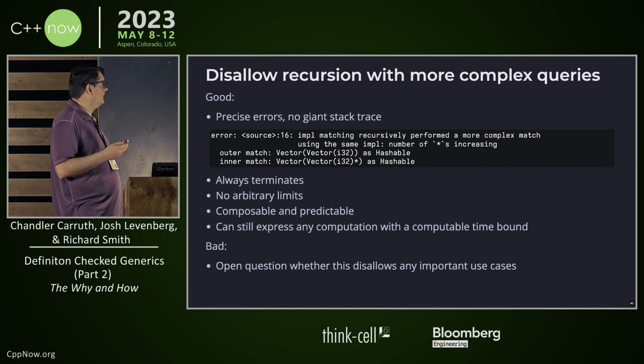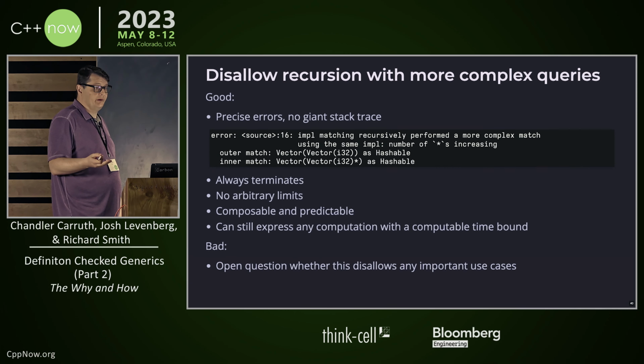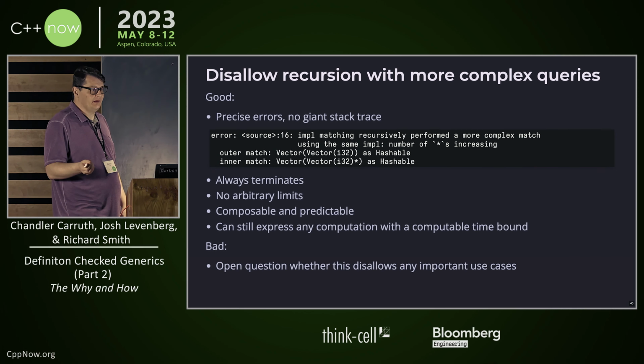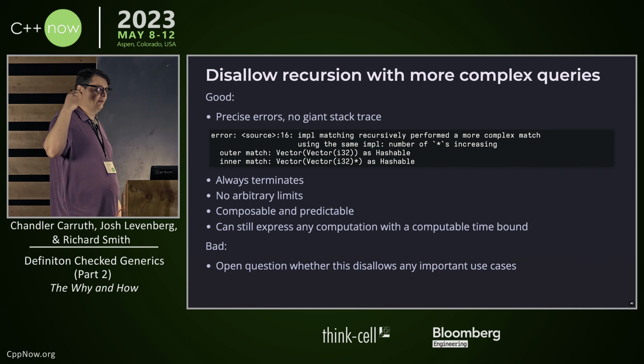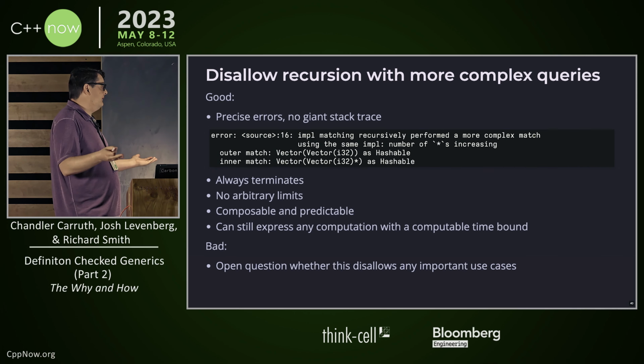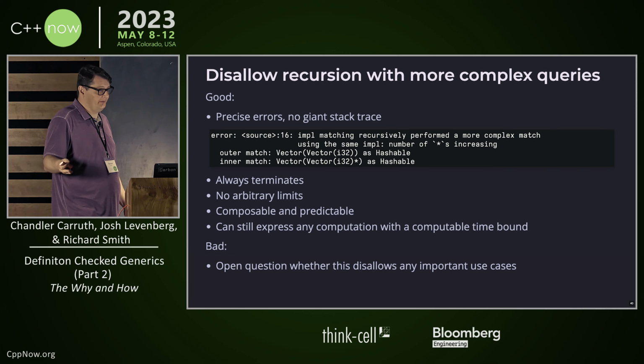Okay. So what does this rule give us? We get precise errors from this. We don't get a giant stack trace. The first time you get back to the same impl with a query that's more complex, we can immediately say, hey, something's going wrong here. We think we're not making progress. And we can say why we think we're not making progress.